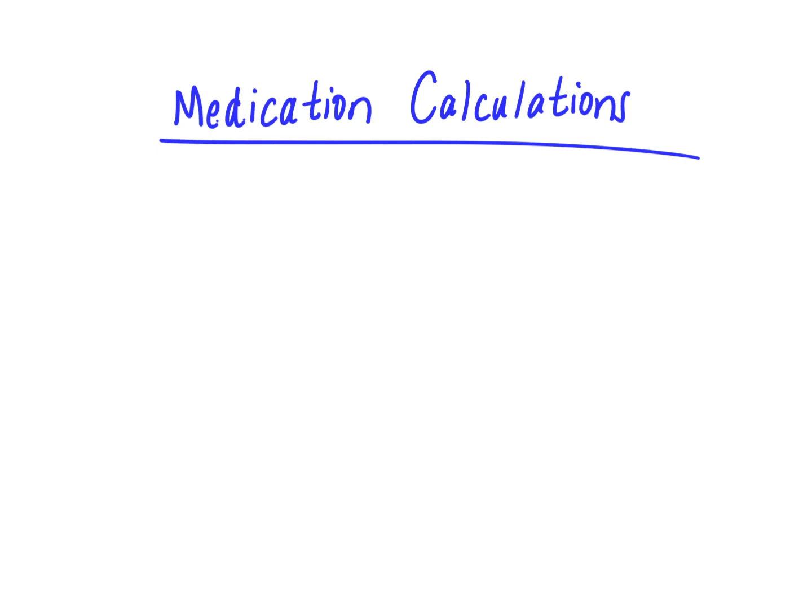Let's review how to do some medication calculations. We're going to begin with conversions. Now let's take a look at how we get from kilograms to micrograms. Kilograms are the bigger value but smaller number, which leads to grams, milligrams, and micrograms.